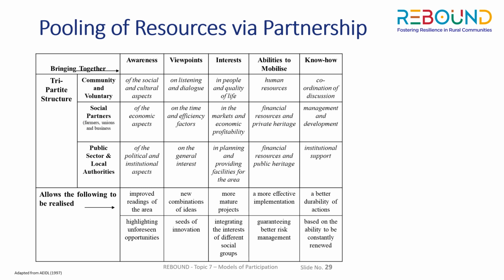Community and voluntary sector has a particular awareness. They know about local aspects. For example, there, in terms of awareness on social and cultural aspects, they have a particular awareness. The social partners have a different awareness. They know about the economic aspects. The public sector knows about the political, the institutional, administrative aspects.